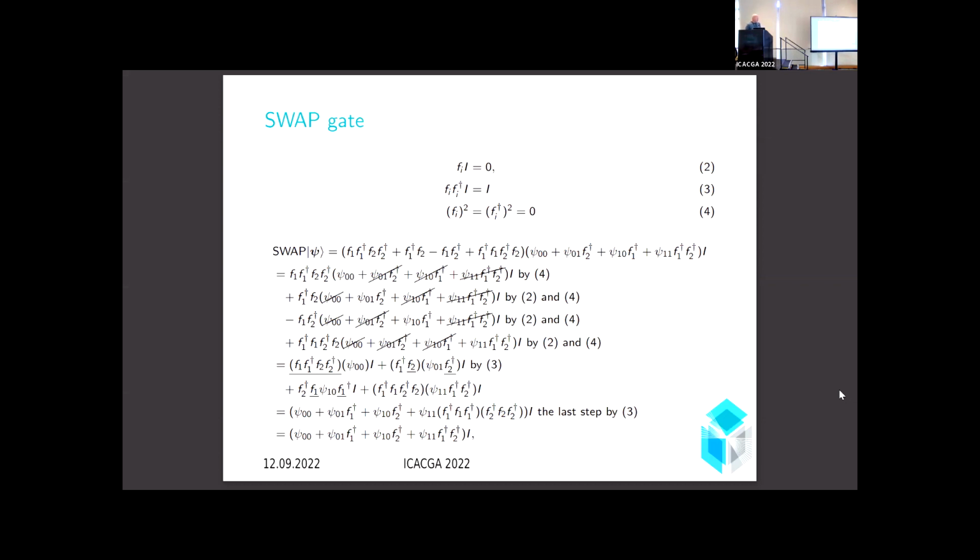If you look at the input and at the output, you can see that 0, 0 is the same, 1, 1 is the same, and this 0, 1 and 1, 0 have been changed. So the multiplication by this element acts exactly as a swap gate if any qubit is represented by this element.